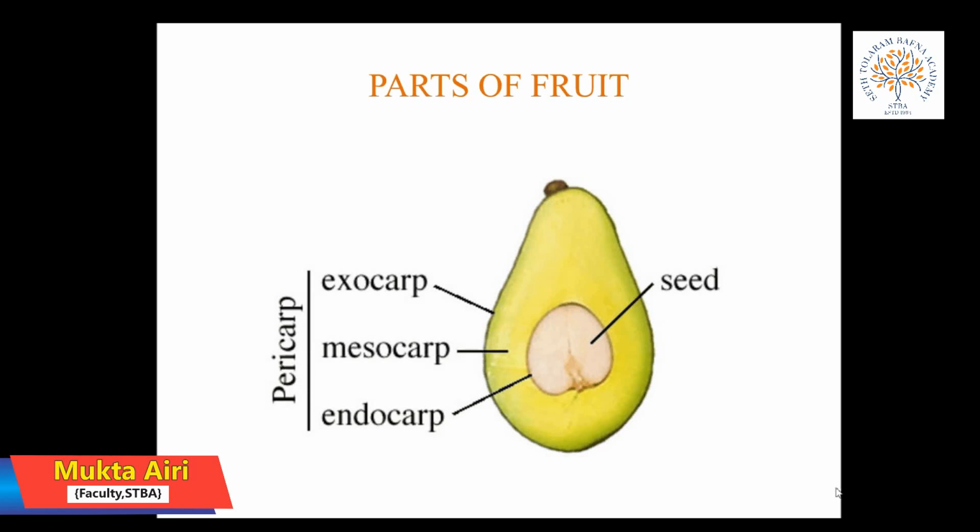Now let us see the first, exocarp. The exocarp is the outermost layer of the pericarp that forms the skin. Then mesocarp. It is the thick, fleshy and juicy middle layer of the pericarp. And the last one is endocarp. It is the innermost layer of the fruit which often develops into the pith. Fruits come in many shapes, sizes and colors. Examples are apple, grapes, banana and mango.